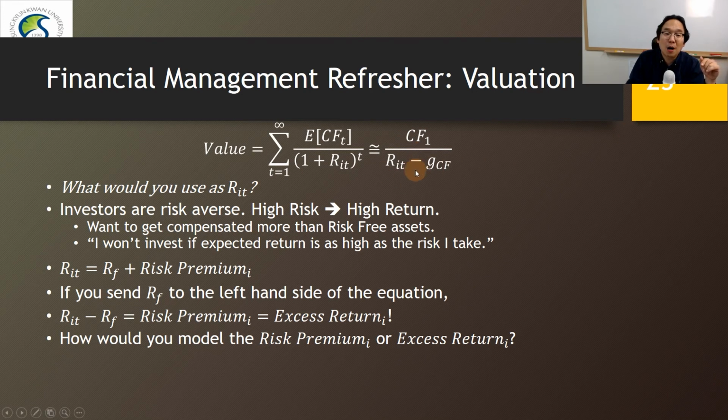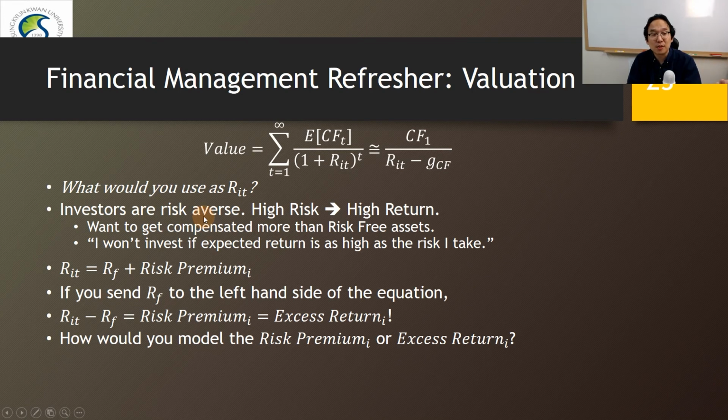But commonly, you can study the discount rate, R_it. Notice in mathematical notation, the subscripts are small letters, i t. i is for company or security, t is for time point. And what would you use as R_it? Your stock's relevant cost of capital, or required rate of return. Investors are risk averse. That's a basic framework.